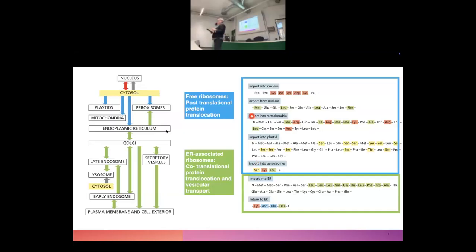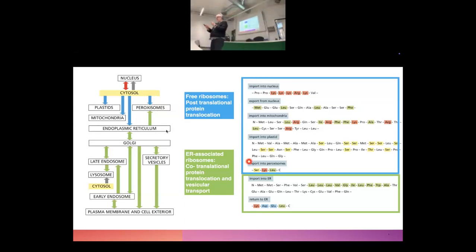All those in blue are translated by free ribosomes. So the free ribosomes will take care of the translation of all the proteins whose final localization will be in the cytosol. That makes sense. But also the nuclear ones, and the ones that end up in the mitochondria and in the peroxisome. Those are the blue ones.